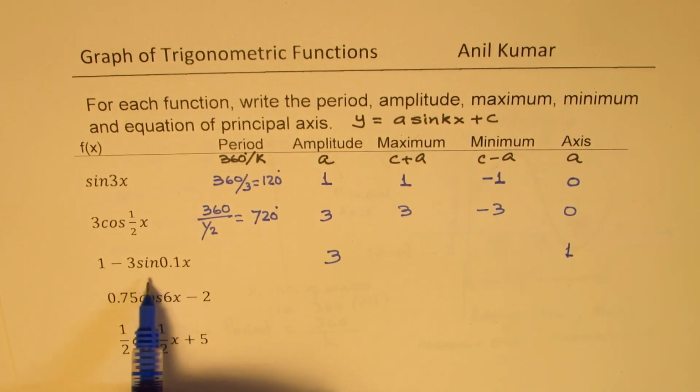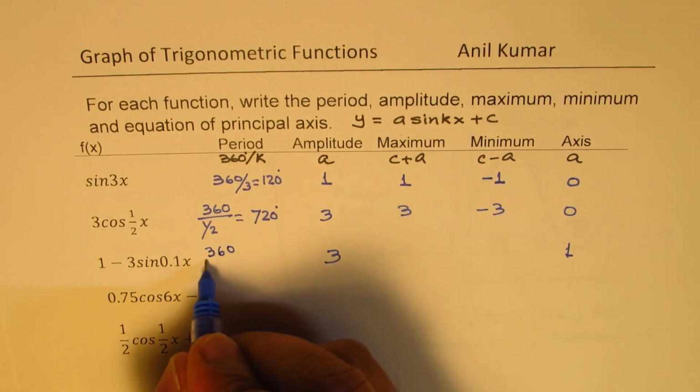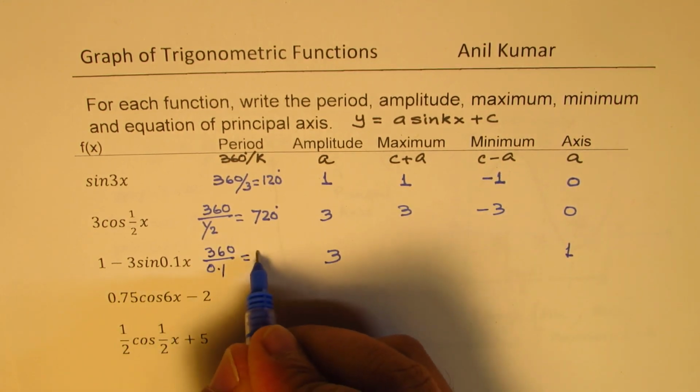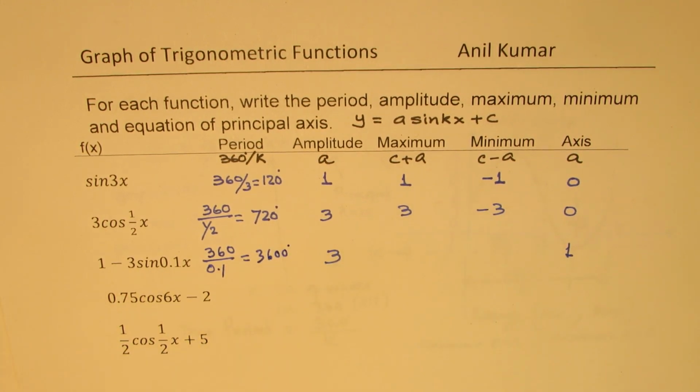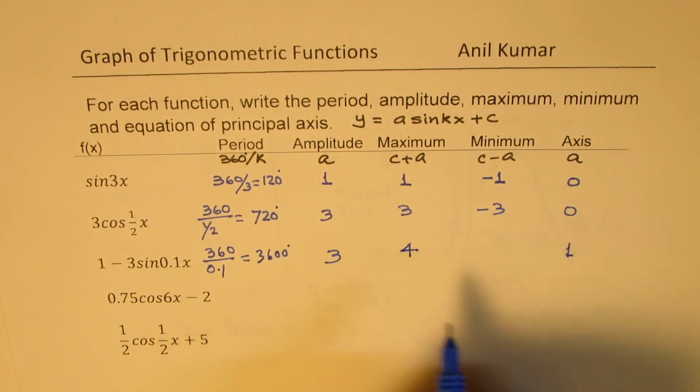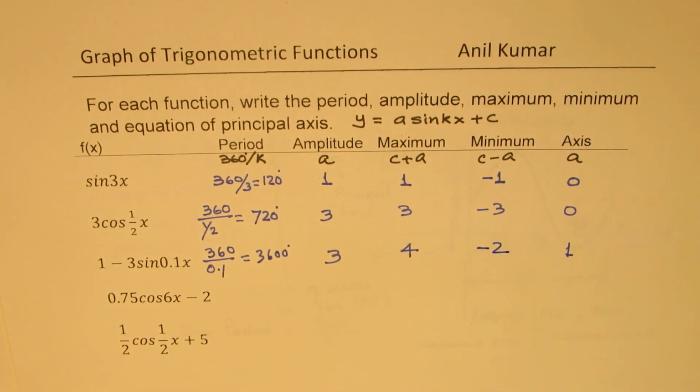Okay. Now, how do we find the period? 0.1. So this time, I'm going to divide 360 by 0.1. That is 3600, right? So, time period now will be 3600. We're talking about degrees. Now, to get the maximum value, I have to add 1 and 3. We get 4. And to get the minimum value, 1 minus 3. So we get minus 2. Is that clear to you? Perfect.